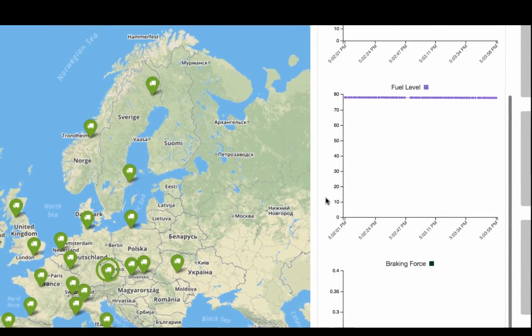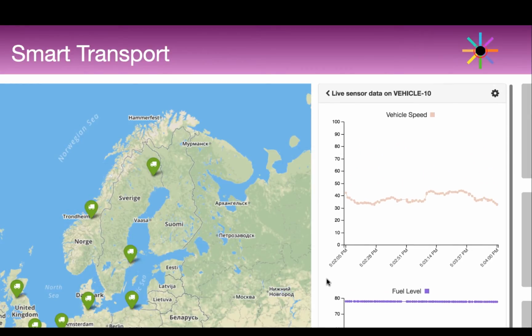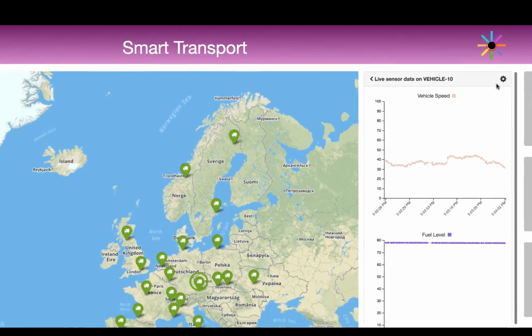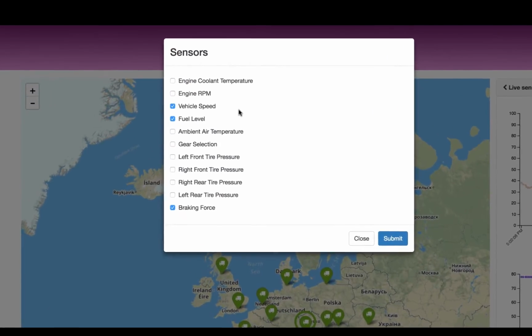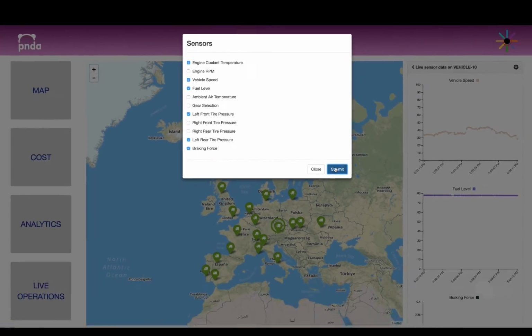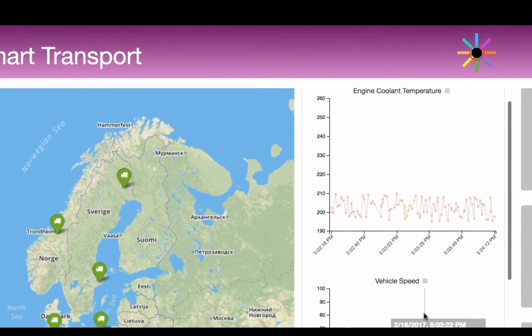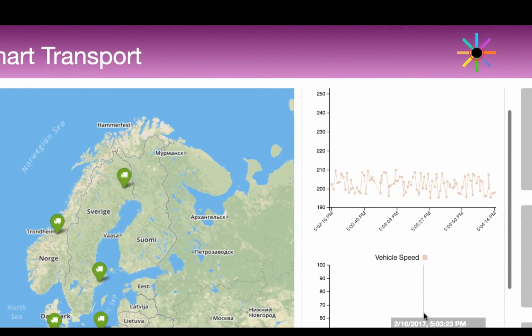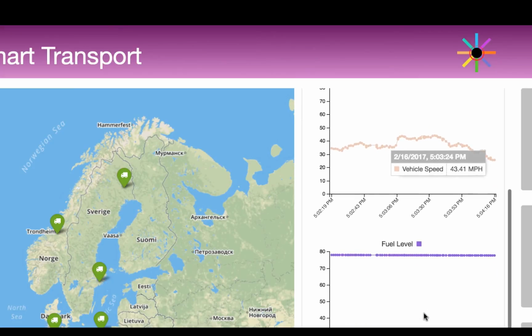In actual deployments, individual vehicles will generate or activate hundreds of sensors, all of which will be sending their data up into the cloud. So here's a number of them, clearly a small subset of all of the sensors that a vehicle can transmit up into the cloud. Of course, Smart Transport receives all of them. These are just several that we've chosen to illustrate.